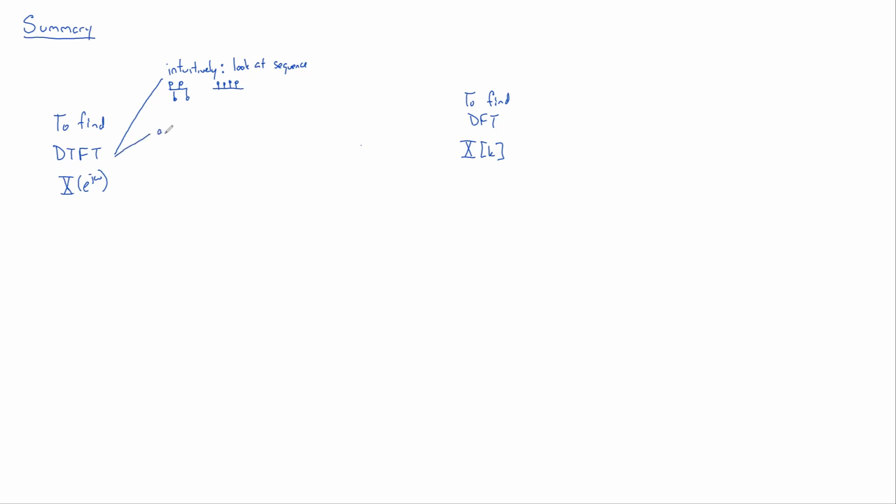We talked about how to find it analytically, though. And analytically, it means exactly. That's this summation of n equals 0 all the way up to capital N minus 1 of x of n times e to the minus j omega n. And that will give us the exact DTFT.